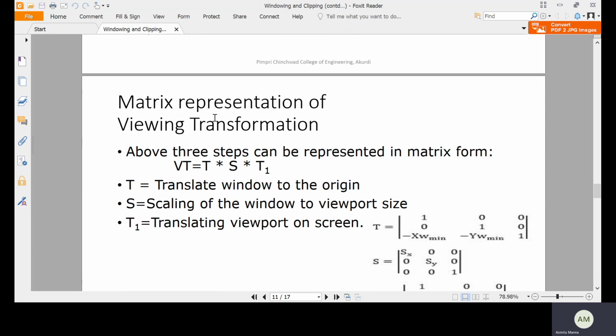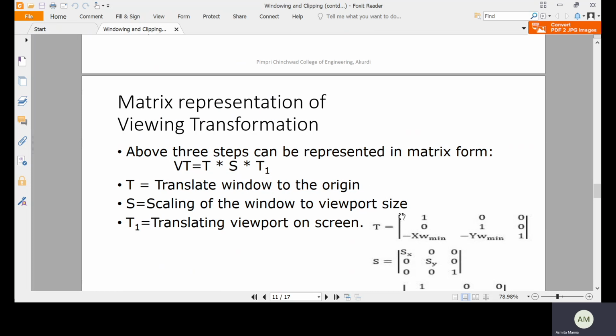I want to represent this whole thing in matrix. So if I want the matrix representation of the viewing transformation, the above 3 steps can be represented in matrix form. How? Vt, the viewing transformation, equals first translation into scaling into second translation. First translation stands for translating the window to the origin.